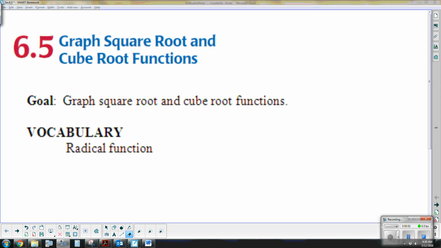Hi ladies, this is lesson 6.5. And in this lesson, we're going to look at graphing square root and cube root functions.